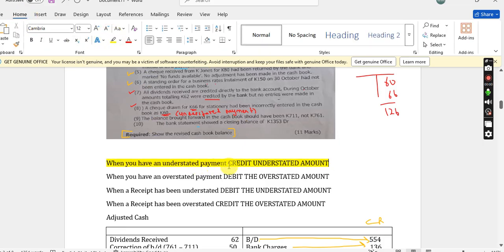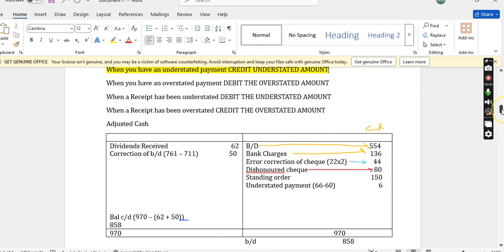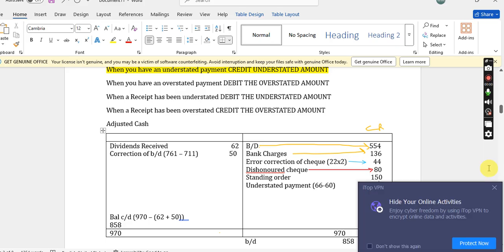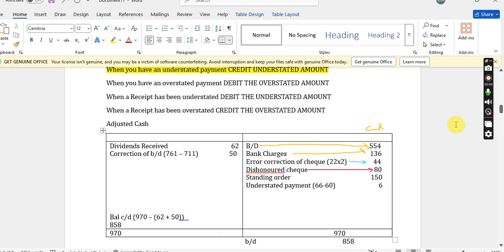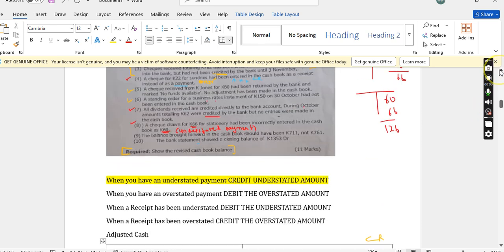When you have an understated payment, credit the understated amount, which we did here. We credited the understated amount, which is 6 kwacha. Any questions?